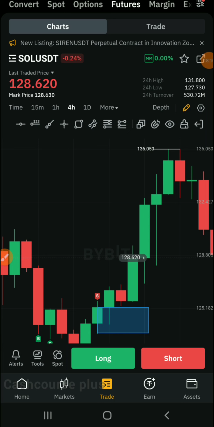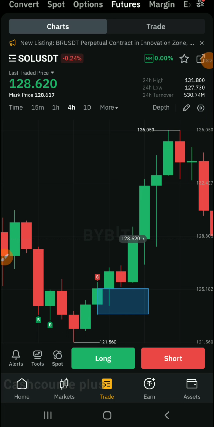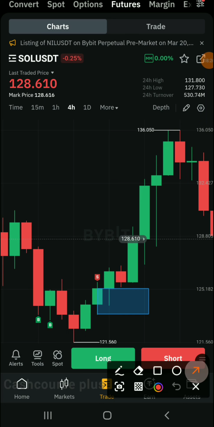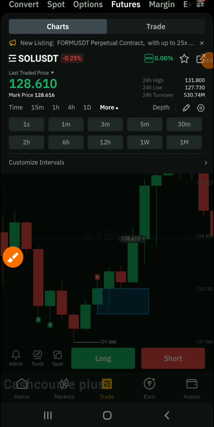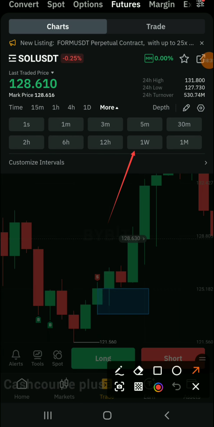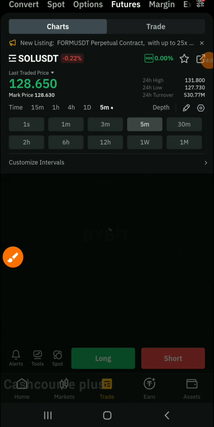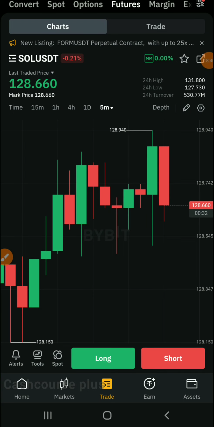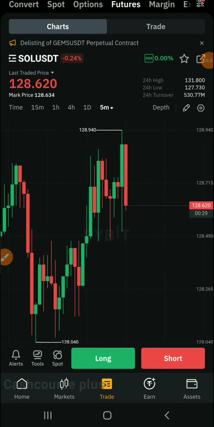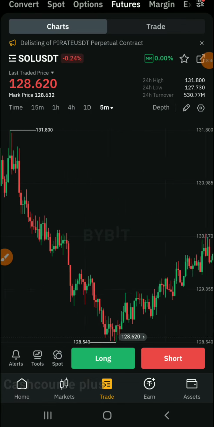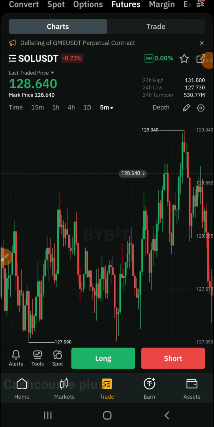The next thing we need to do is to go to the 15 minutes or 5 minutes time frame for our entry. So we are using 2 time frames on this. Now let's go to the 5 minutes time frame to check our entry. All you have to do is to click on more if you're looking for the 5 minutes time frame. By the way, this is Bybit. When you click on more, you choose 5 minutes. Now we are going to go to where our rectangle was drawn.